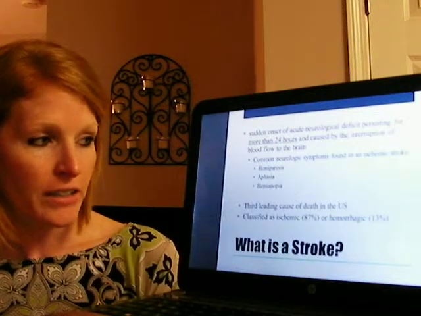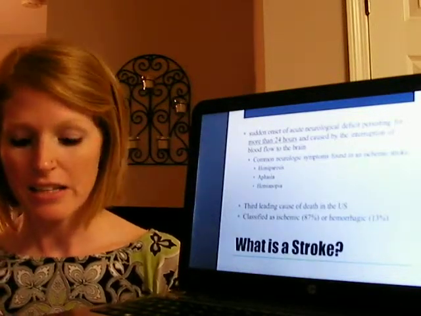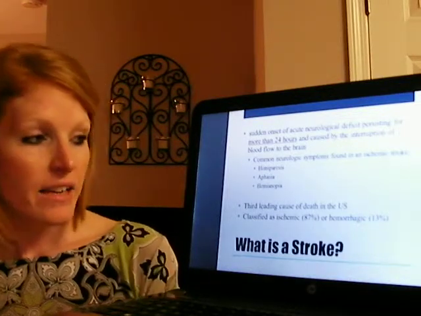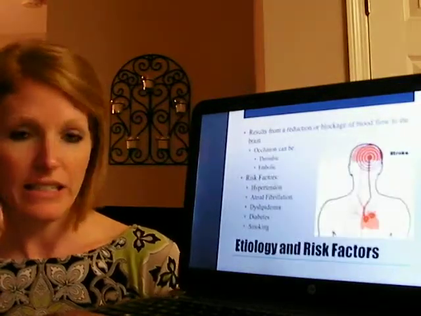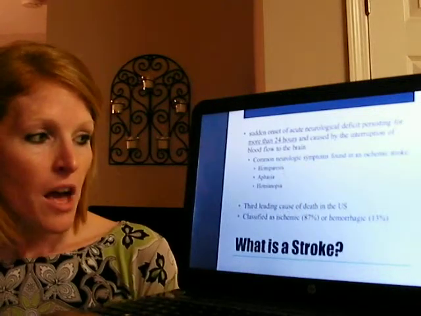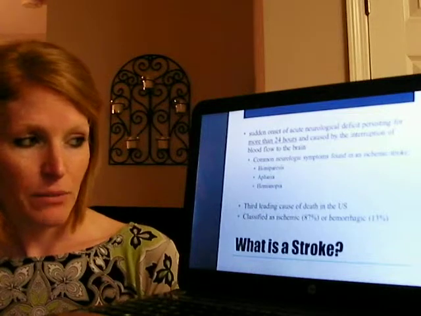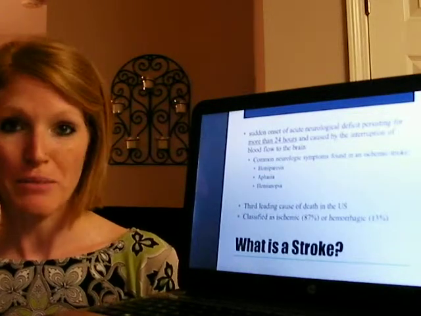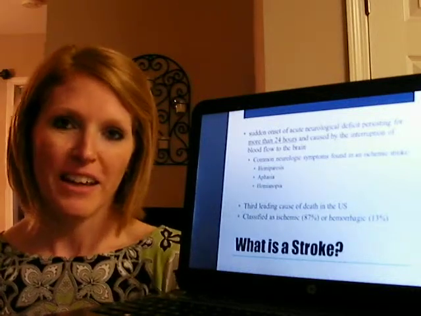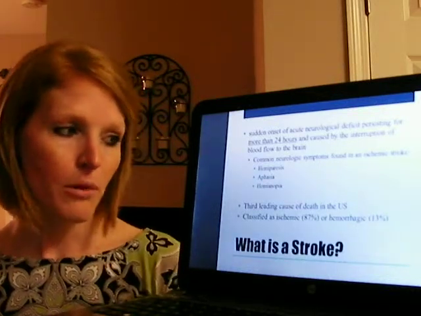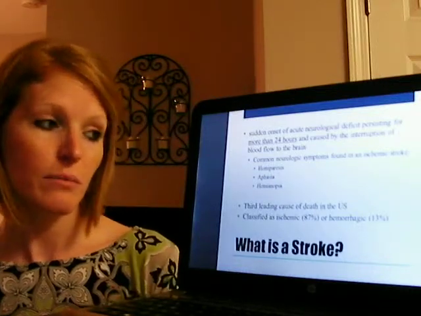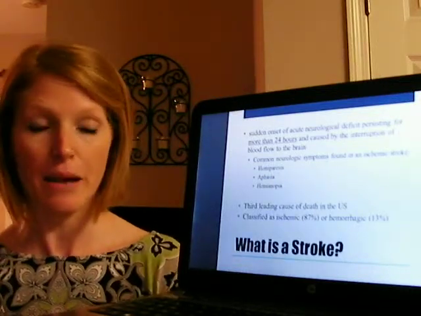Stroke is the third leading cause of death in the United States. It's preceded only by heart disease and cancer. And strokes are classified as ischemic or hemorrhagic. Oh, we're almost ready to go on. But ischemic is 87% of strokes and hemorrhagic is 13%. So more than likely when a patient walks in or when they're brought in by ambulance with a stroke, more than likely it's ischemic, but there are cases of hemorrhagic, and this is important in determining the next steps.